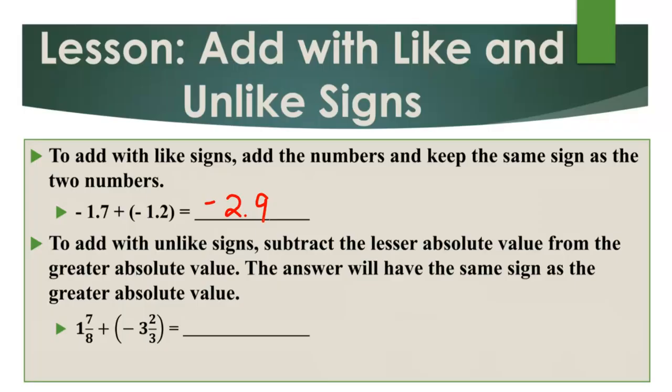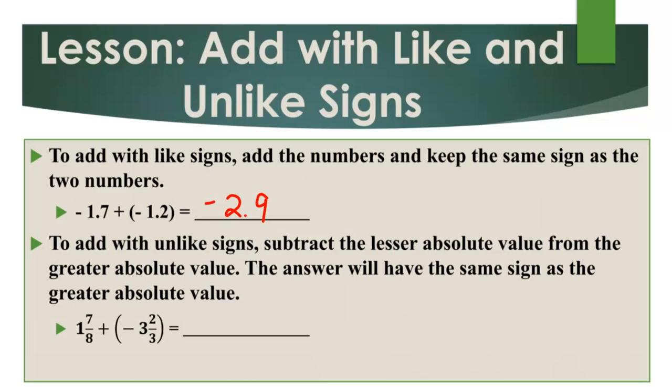Here, to add with unlike signs, you're going to have to subtract the lesser absolute value from the greater absolute value. The answer will have the same sign as the greater absolute value. Now that might sound a little bit confusing. So how I think of it is, if the signs are different and I'm supposed to be adding them, I'm actually going to subtract the two numbers first. So the first thing I have here is I have fractions involved. So I have to get the common denominator.